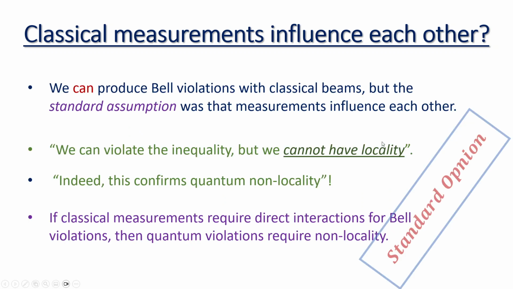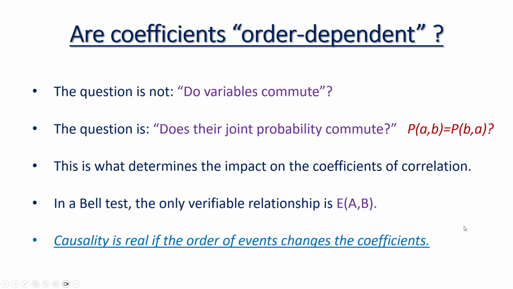Accordingly, we can have Bell violations in classical physics, but the presumption was that we cannot have locality. Moreover, because we see how these measurements influence each other, we have to assume that quantum measurements also influence each other, even if they are conducted in parallel and even if they are separated by cosmic distances. In short, classical measurements appear to strengthen the case for non-locality instead of weakening it. Yet, things are not always what they seem.